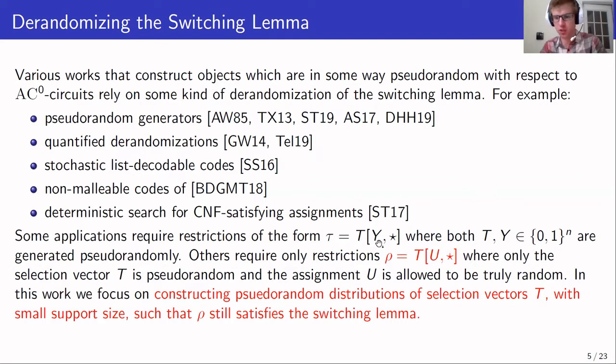An important distinction here is that some applications require restrictions of the form rho with selection vector t and assignment vector y, where both t and y are generated pseudorandomly. Now, there are other applications which require only the selection vector t to be pseudorandom. This is the setting which is the focus of my work. In the talk, we'll discuss how to pseudorandomly pick selection vectors t such that the restriction rho defined by selection vector t picked pseudorandomly and assignment vector y picked truly randomly still satisfies the switching lemma.